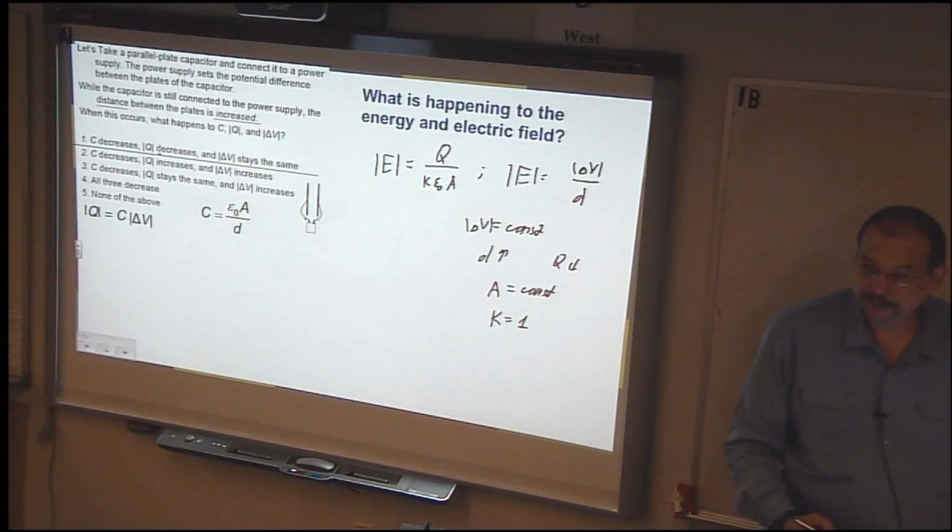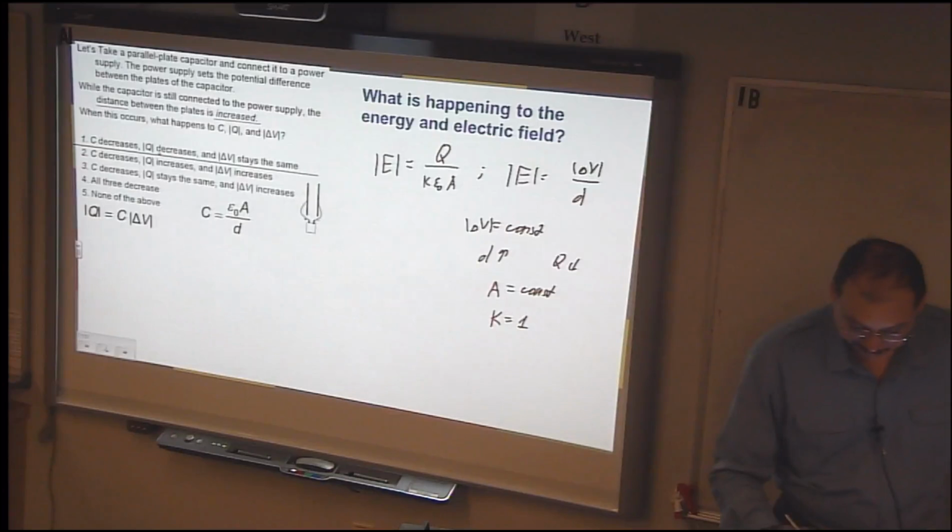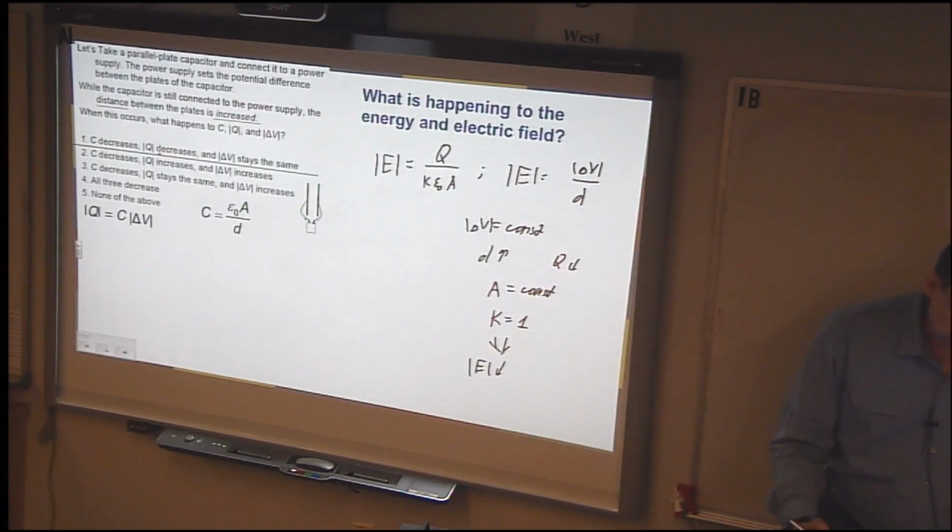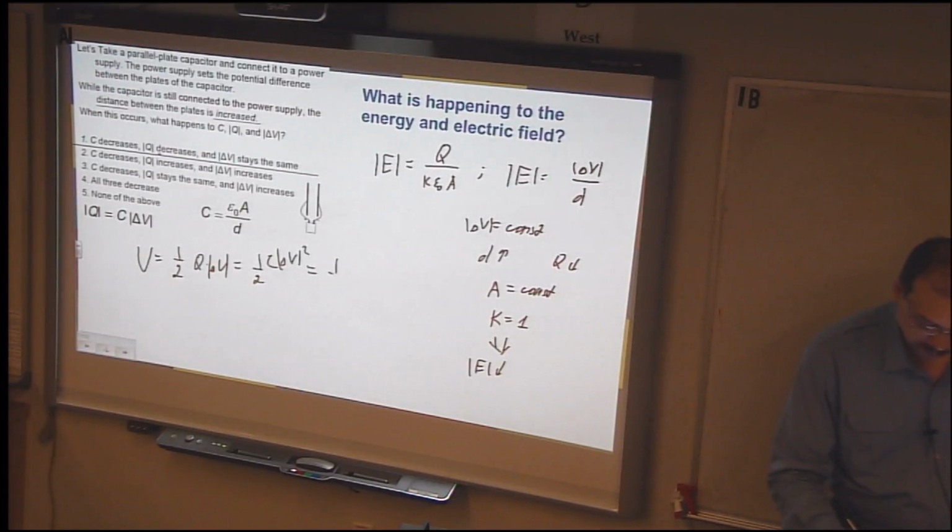So what is happening to the electric field? Decrease. Yeah. Hence, energy goes down. And for the energy stored in the capacitor, we actually have three different expressions: 1/2 Q delta V, 1/2 C delta V squared, and 1/2 Q squared over C.